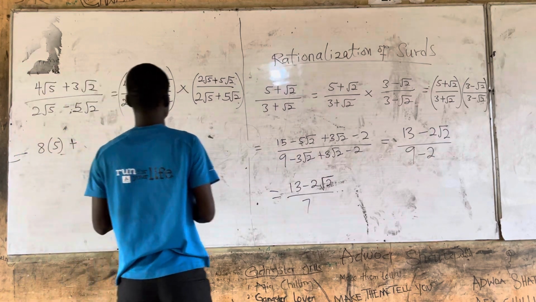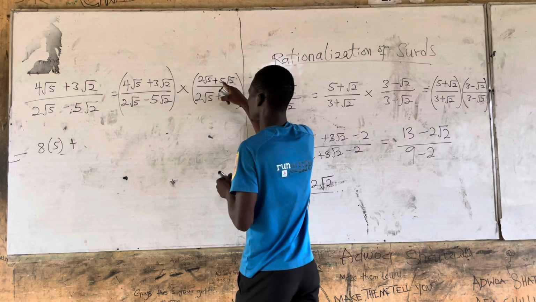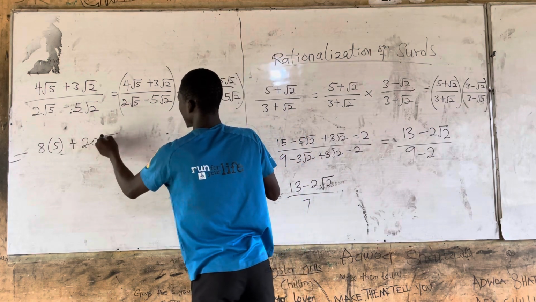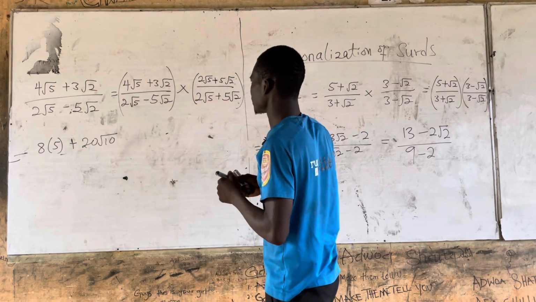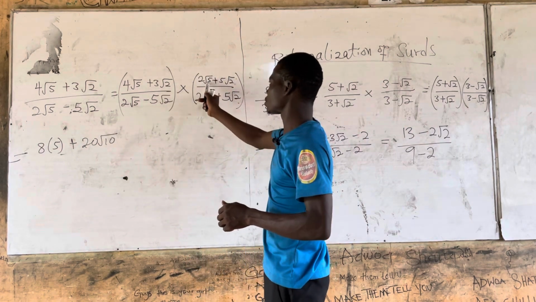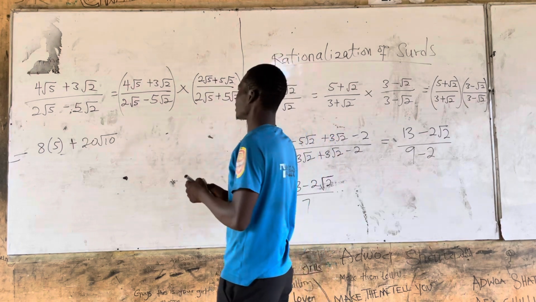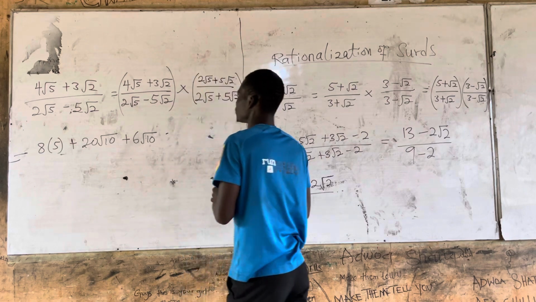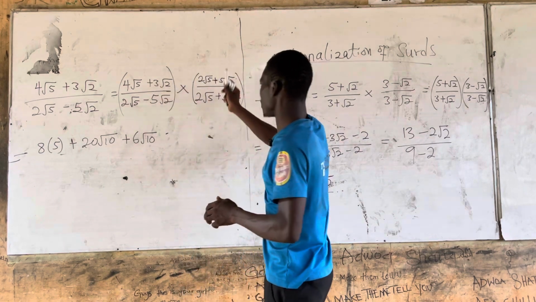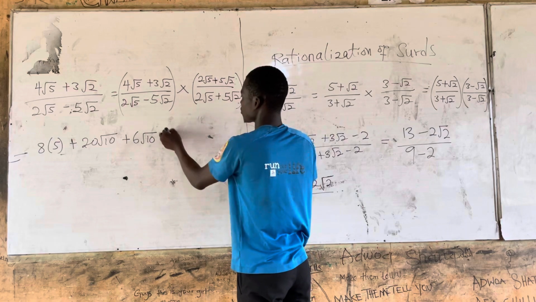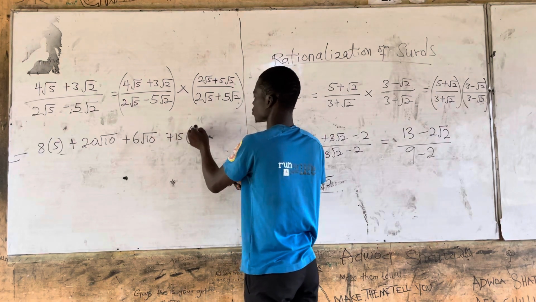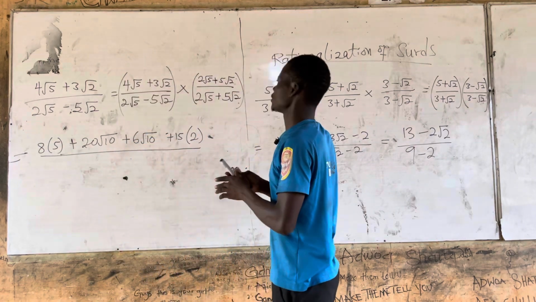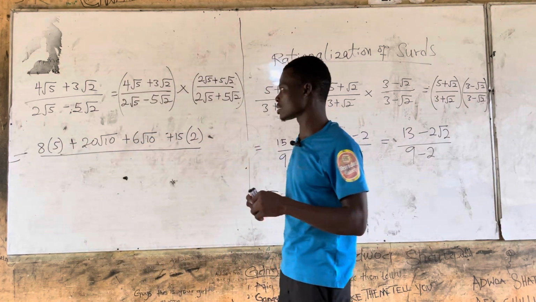Plus 4 root 5 times 5 root 2. We are going to get 20 root 10. 3 root 2 times 2 root 5. We are going to get 6 root 10. 3 root 2 times 5 root 2. We are going to get 15 times 2, all over. Now let's take our time and perform the same task for the denominators.